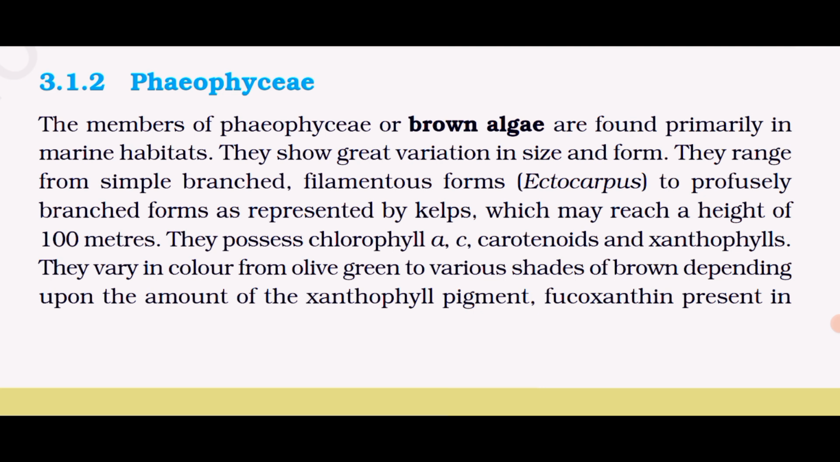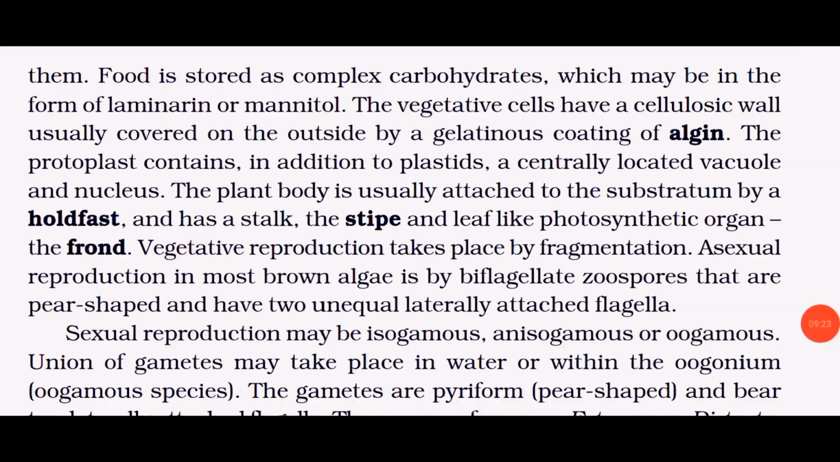They show great variation in size and form. They range from simple branched filamentous forms such as Ectocarpus to profusely branched forms as represented by kelps, which may reach a height of 100 meters. They possess chlorophyll a, c, carotenoids, and xanthophylls. They vary in color from olive green to various shades of brown depending upon the amount of the xanthophyll pigment fucoxanthin present in them. Food is stored as complex carbohydrates, which may be in the form of laminarin or mannitol.